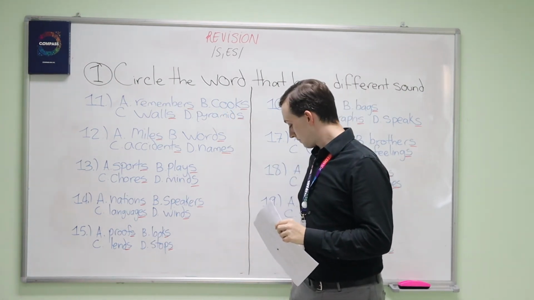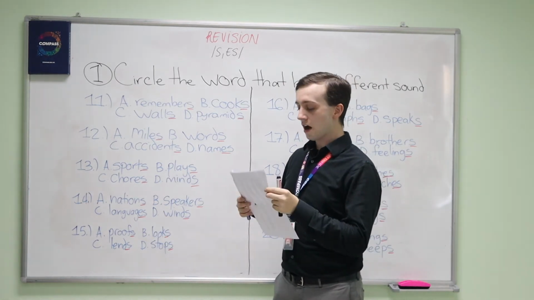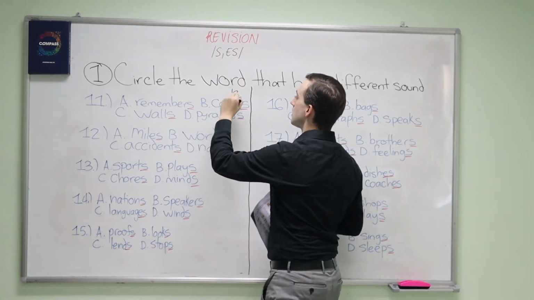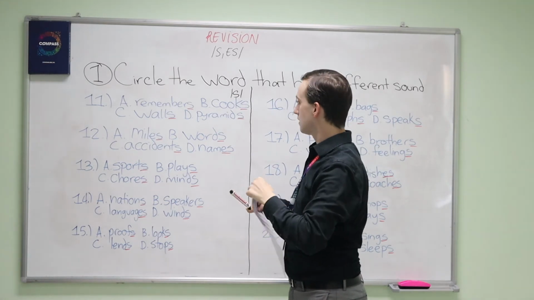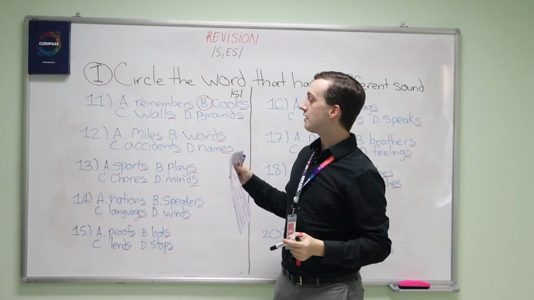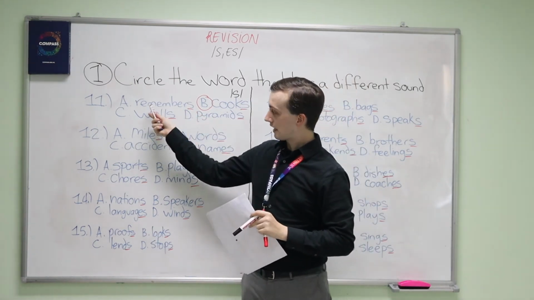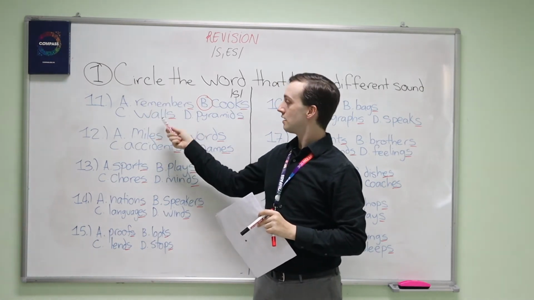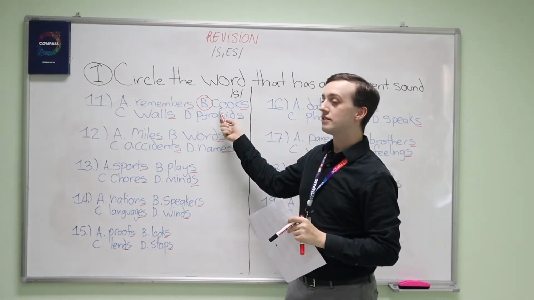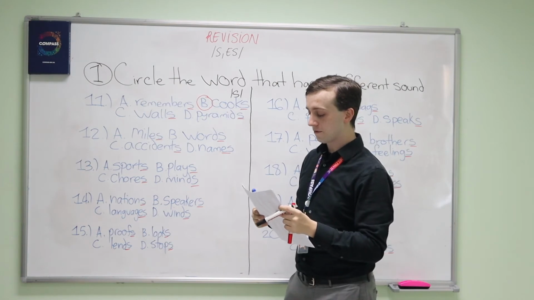Okay, because in this one, it has a different sound, which is S. So we'll circle B. Okay, in A, C, and D, S makes the sound Z. Like this. Remembers, walls, pyramids, and here, different, cooks. Okay, next it's number 12.